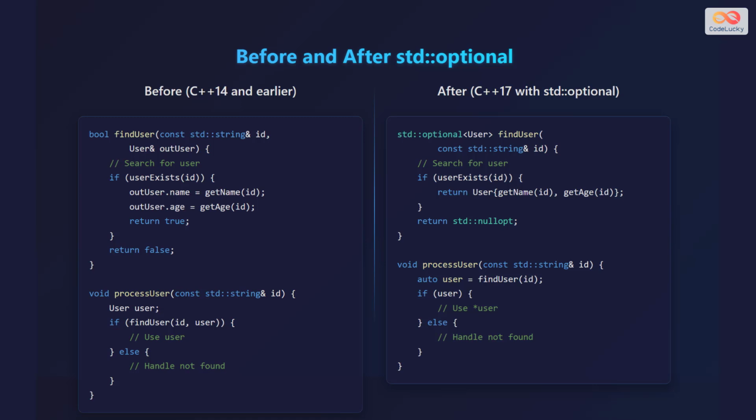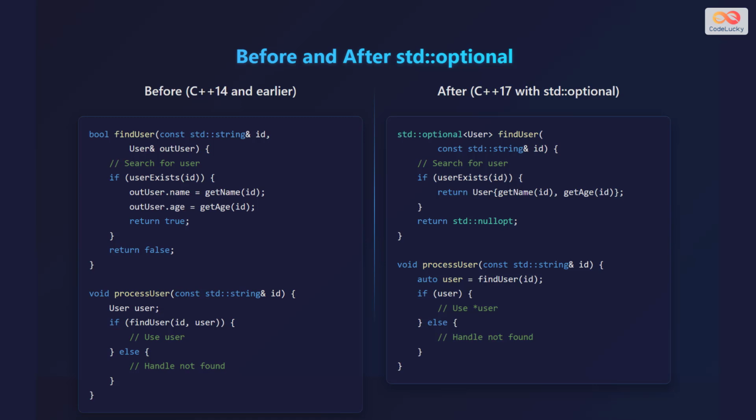Let's compare how tasks were done before and after std::optional. Before std::optional, in C++14 and earlier, the findUser function would take a user ID and a user object as input and return a Boolean value indicating whether the user was found. If the user was found, the user's data would be populated in the user object. To process the user, you would first call the findUser function. If it returns true, you can proceed to use the user data. Otherwise, handle the case where the user is not found.